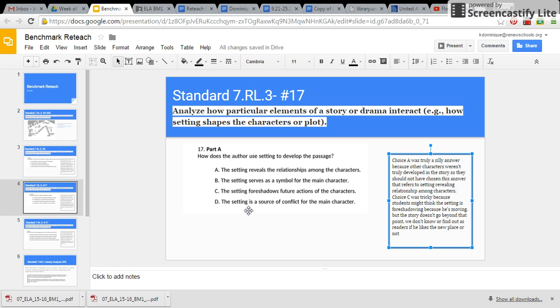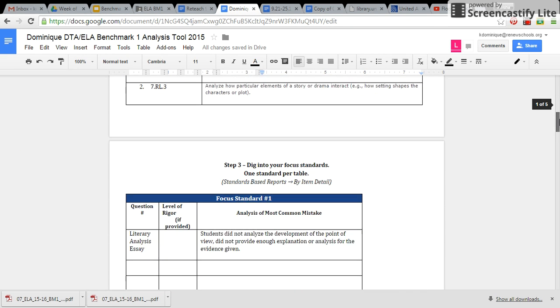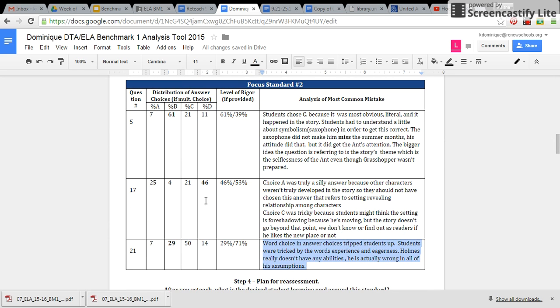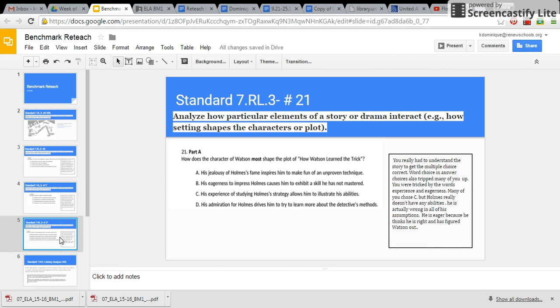All right. And for this question, as you can see on my data analysis right here, only 46% of you actually chose D. 25% of you chose A, and 21% of you chose C for that question. So that was really a tricky one. Moving on to question number 21, all of these still go with the same standard, analyzing how particular elements of a story or drama interact.